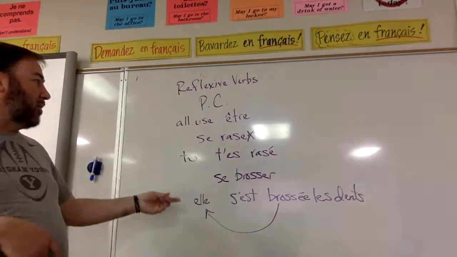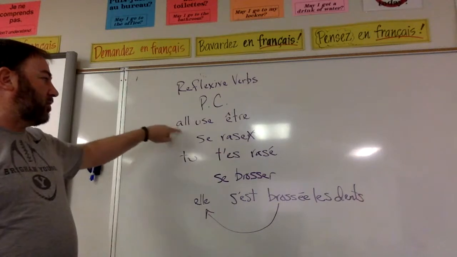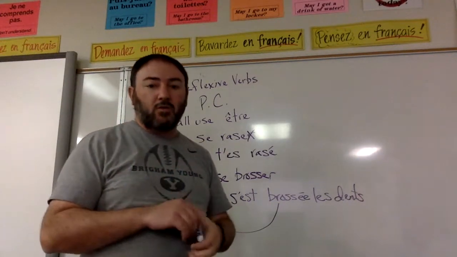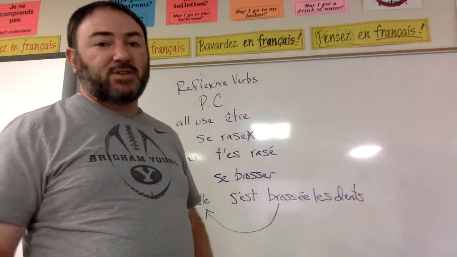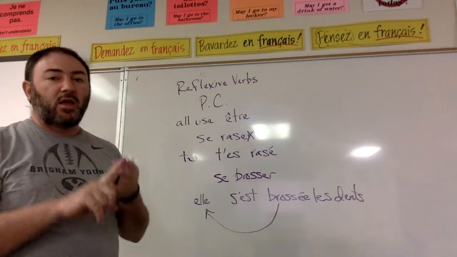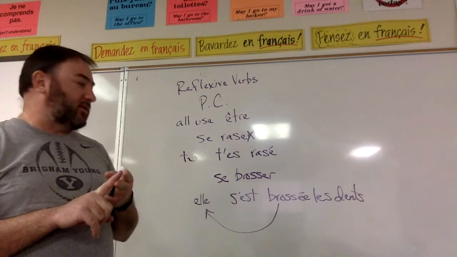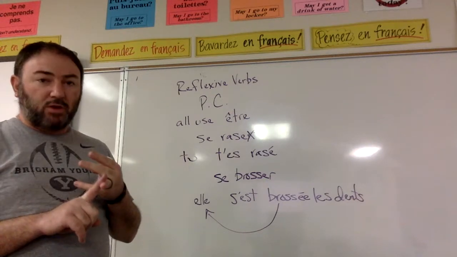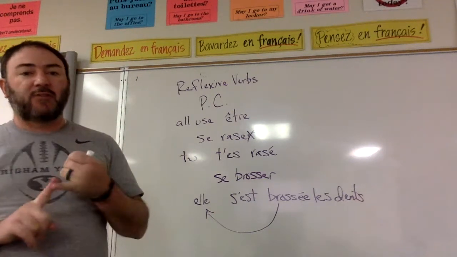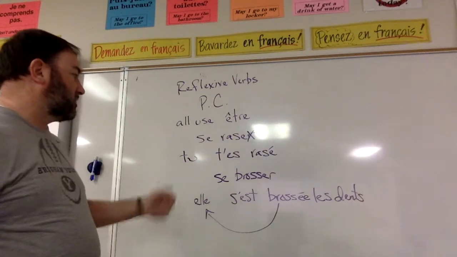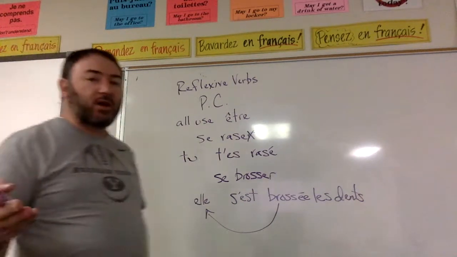Now, we remember that in passé composé, when you use être, making agreement is just like making agreement with adjectives in French. Okay, you put nothing on it if it's male singular, an E on it if it is female singular, an S if it is male plural, an ES if it is female plural. Okay, so those are our examples.